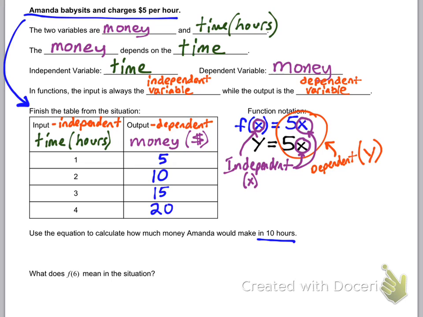Now, let's use this equation to calculate how much money Amanda would make in 10 hours. Well, the way you need to write that is f of 10, because hours, time, that's our x variable. So 10 is x in this situation.